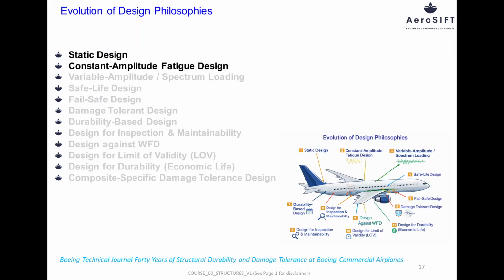As engineers began to observe fatigue failures, constant amplitude fatigue design was introduced. In this approach, structures were tested and designed using repeated loads of fixed magnitude based on simple laboratory fatigue tests. While this was an important step forward, it did not accurately represent real aircraft operations, where loads vary significantly from flight to flight. As a result, fatigue life predictions were still limited in accuracy.